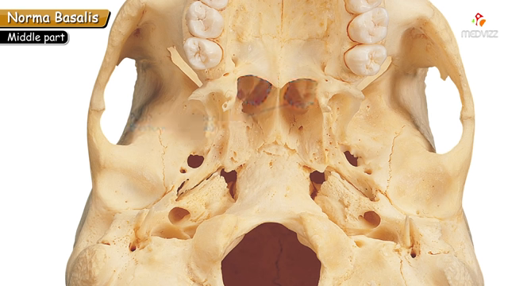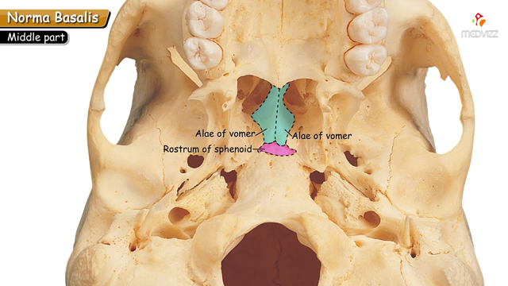And these apertures, they are separated by a bony partition. So the bone which splits into right and left posterior nasal apertures is vomer. So the vomer is a thin plate-like bone which makes the major part of nasal septum. And if you observe, the vomer splits into 2 thin bony plates which are known as ala of vomer. So these alae articulate with the anterior end of the sphenoid, which is nothing but the rostrum of sphenoid.